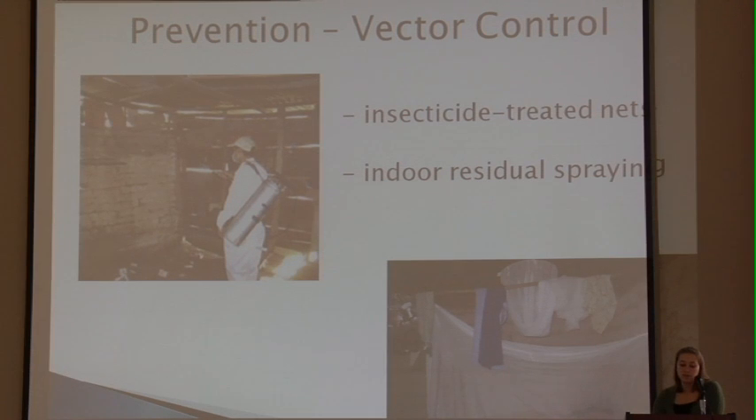These insecticides can be effective for about 3 to 6 months, depending on the chemicals used and the type of surfaces that are sprayed. Longer-lasting insecticides are currently being developed. And just as there are issues with malarial drug resistance, mosquitoes are becoming resistant to certain insecticides as well.